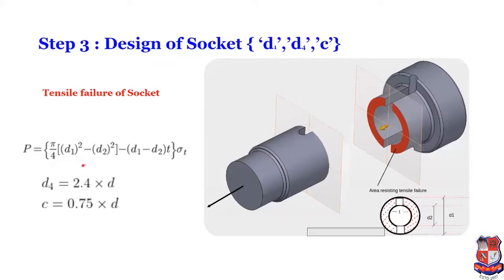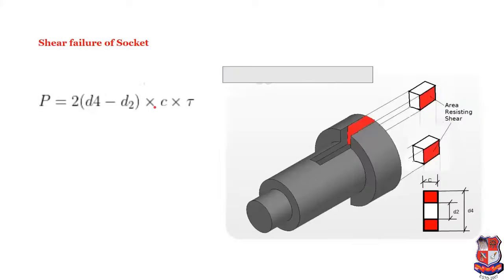And we have some empirical relations. D4 is equal to 2.4 into D and C is equal to 0.75 into D. Next is crushing failure of socket. So again, crushing stress is load divided by projected area, and here the projected area is D4 minus D2 into T. So P is equal to D4 minus D2 into T into sigma C.